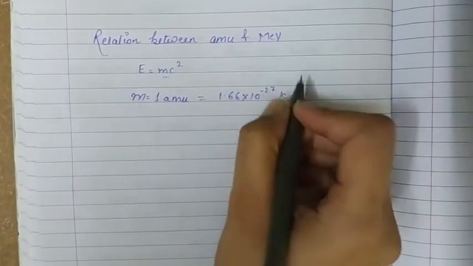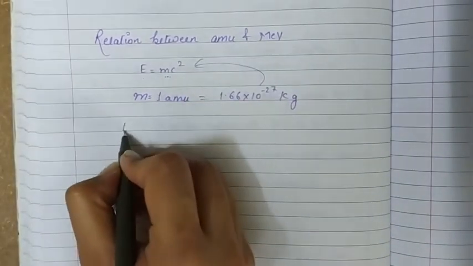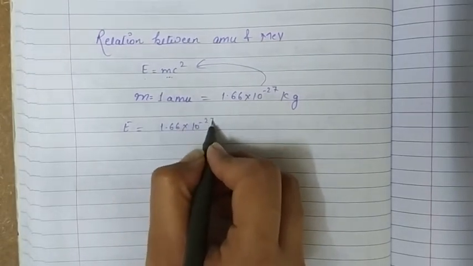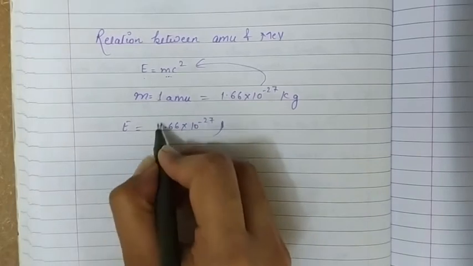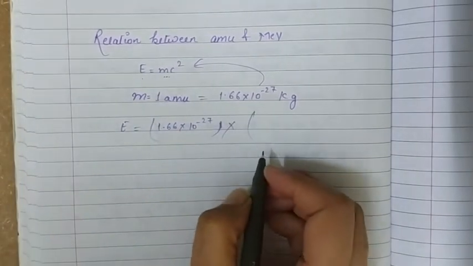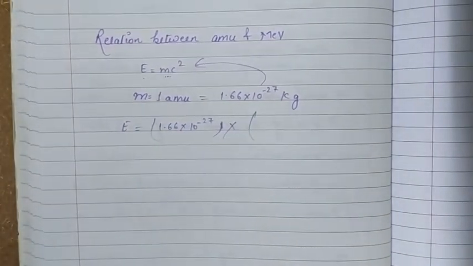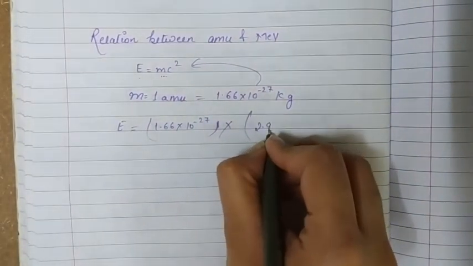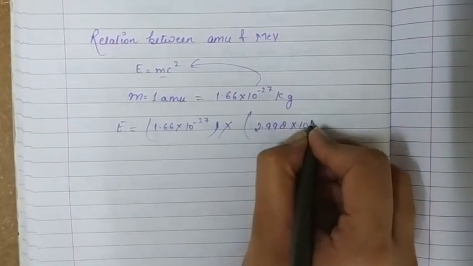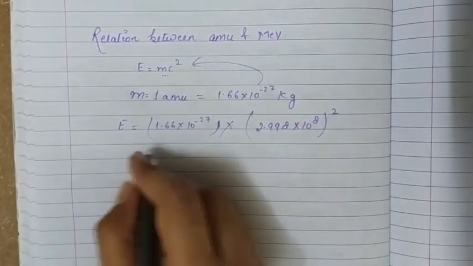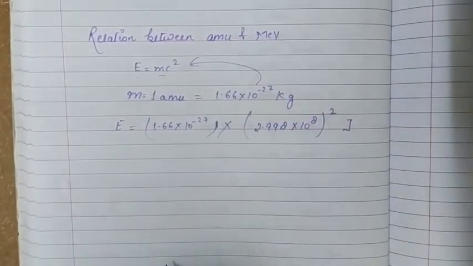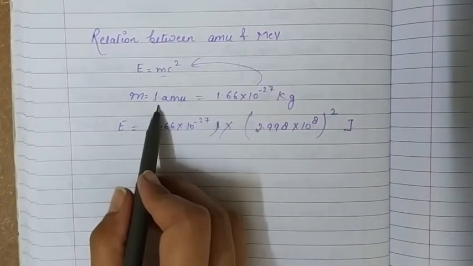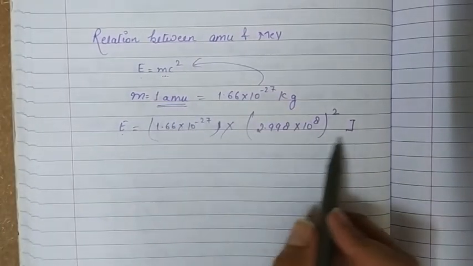If we put this value in this relation, then we get E is equal to 1.66 into 10 to the power minus 27 kilograms into the value of c, whose approximate value is 3 into 10 to the power 8, but its exact value is 2.998 into 10 to the power 8, then c square. So this much energy in joule we will get, that is equivalent to the mass 1 AMU.